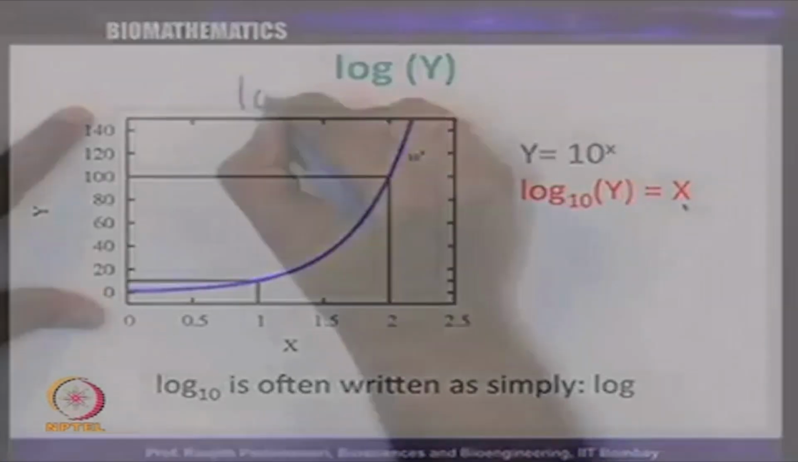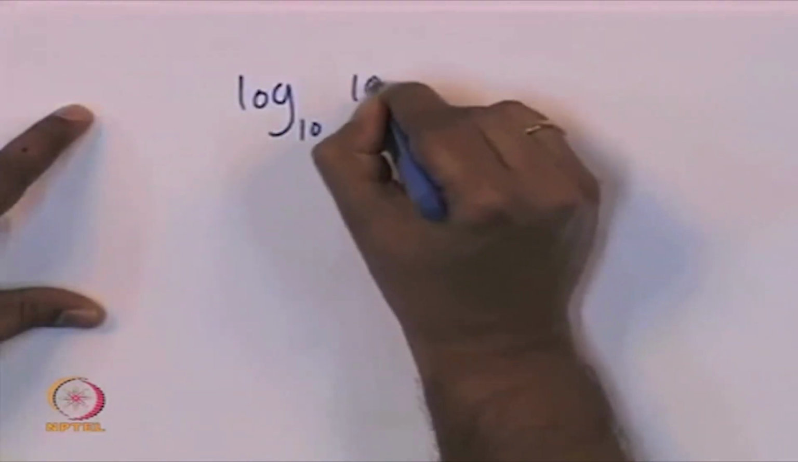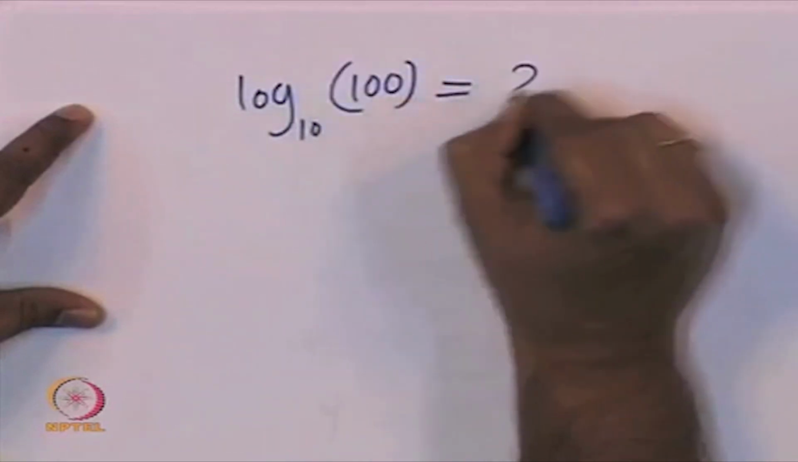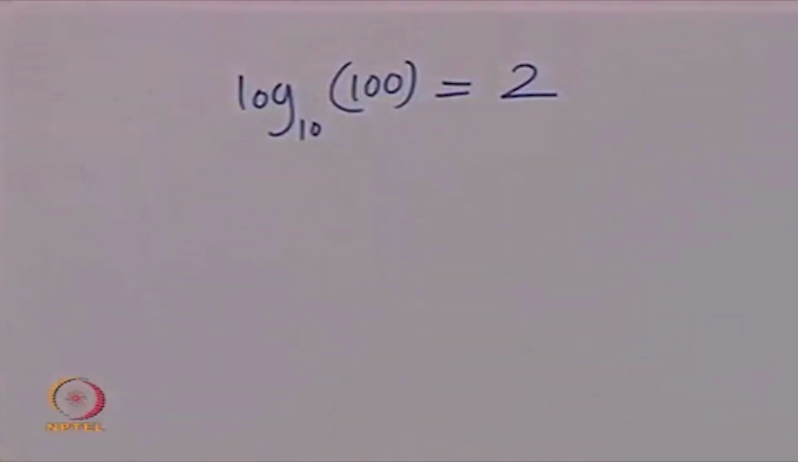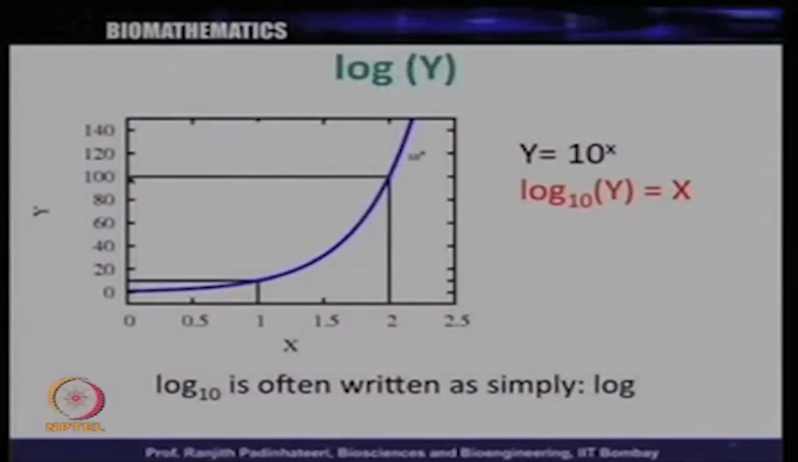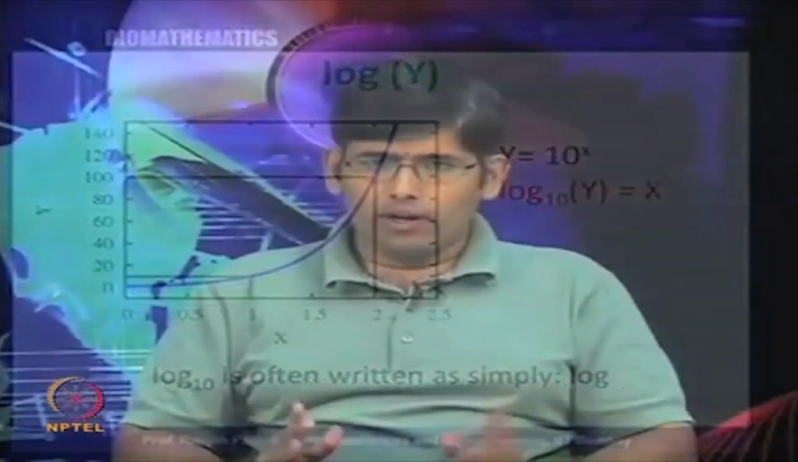So, log to the base 10 of 100 is 2. This is something that you know, log of 100 is 2. So, if you take 100 and draw a curve and calculate the corresponding x value, this is 2. So, you might have seen this log, the logarithm, in different contexts in biology. What does it convey essentially? If you had a 10 power x curve and if we know the y value, log essentially calculates the x value.